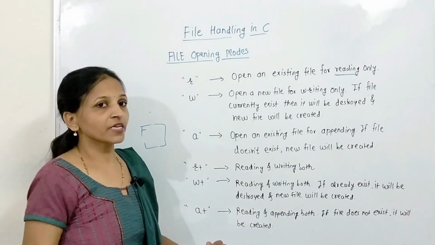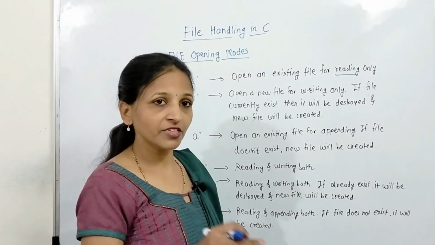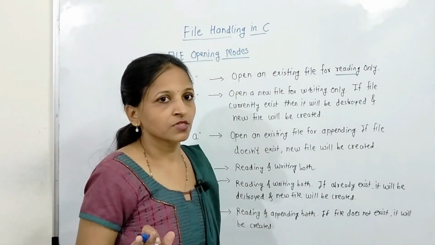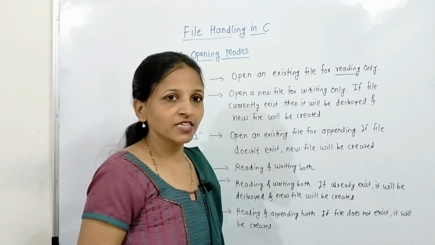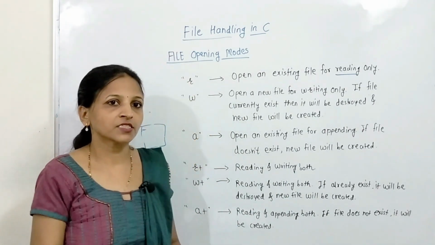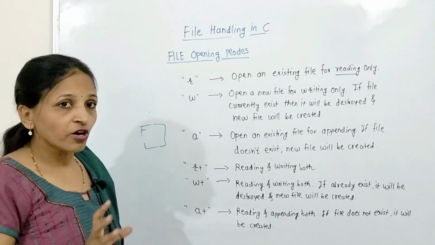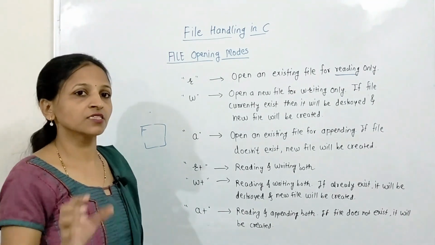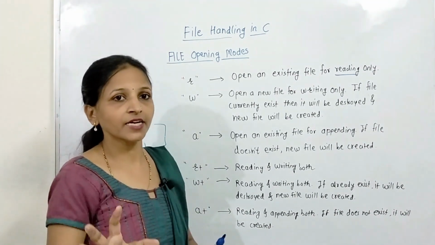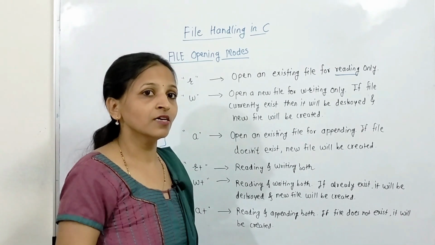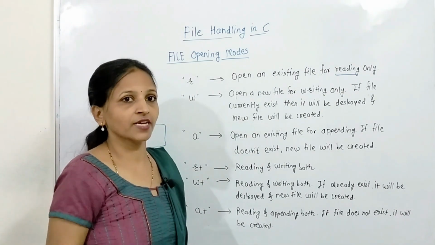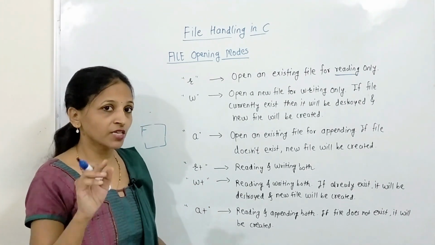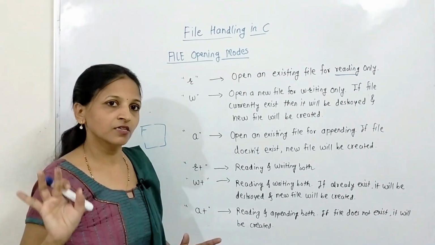If you have opened any file in R plus mode and it is not present on the hard disk, then it will return null, of course. But if that file is already present, then you can read contents from that file and you can also modify contents inside that file. You can attach some contents in that file. Reading and writing are both possible, but it should be there on the hard disk first, initially. If it is not present, then the fopen function will return null for R plus.